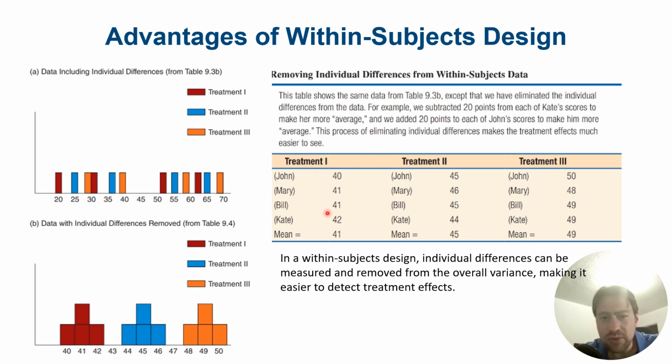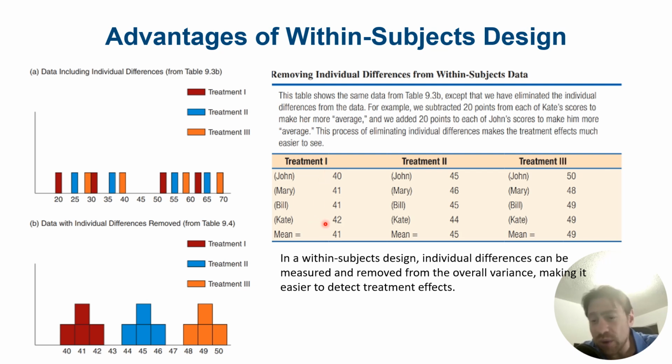Well, what happens is, for example, John is consistently 20 points below average. So you add 20 points to John's scores to make him more average. And Kate is consistently 20 points above average. So you remove 20 points from her scores to make her more average. And you do this for each individual, and as a consequence, you can see now the scores are very similar. You have removed a lot of the variance within each treatment that was caused by the individual differences.